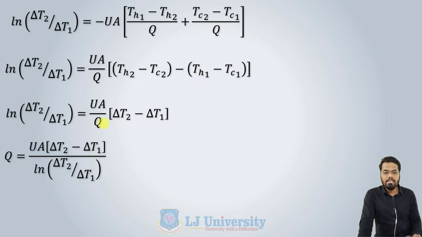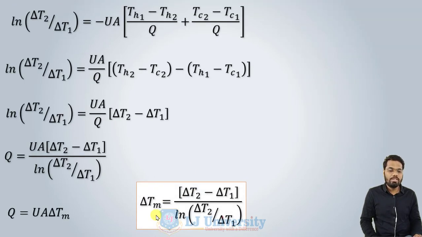Now again rearranging this equation, we will get Q is equal to UA (delta T2 minus delta T1) divided by ln delta T2 divided by delta T1. We can write this equation in this form, so instead of (delta T2 minus delta T1) divided by ln (delta T2 divided by delta T1), we denote it by delta Tm, which is our logarithmic mean temperature difference. This equation is known as the logarithmic mean temperature difference for the parallel flow heat exchanger.